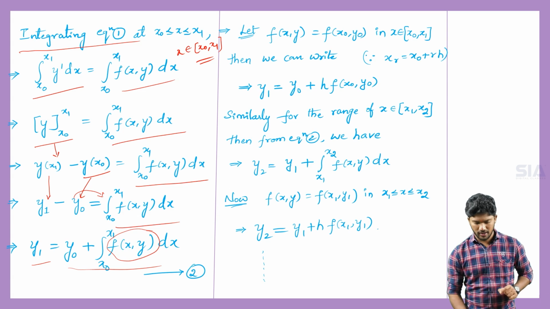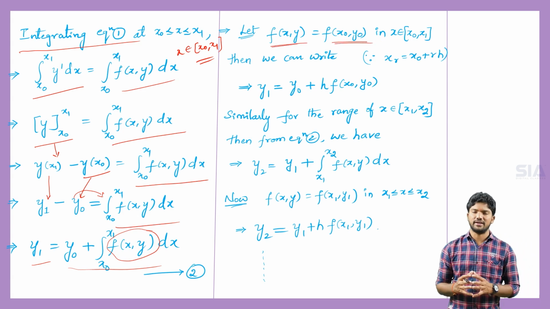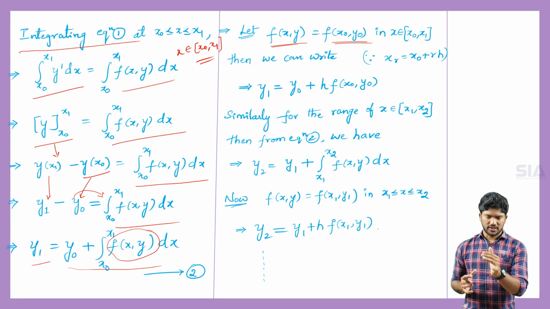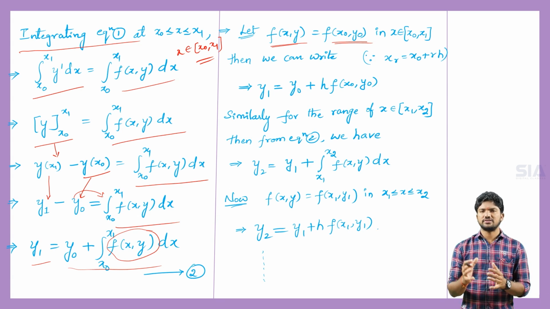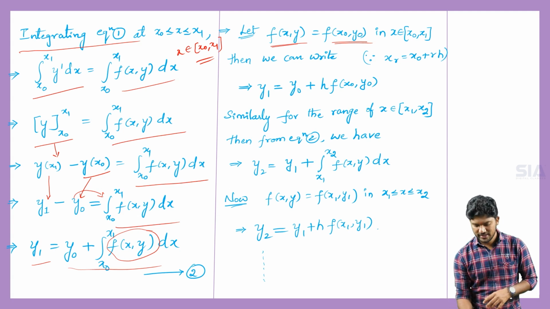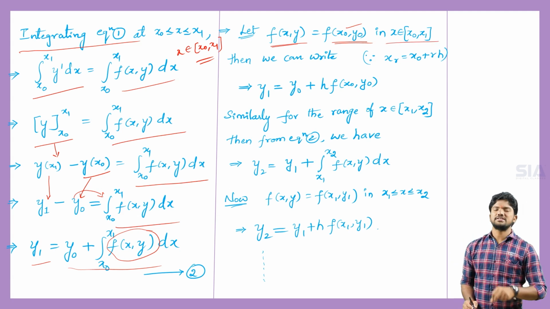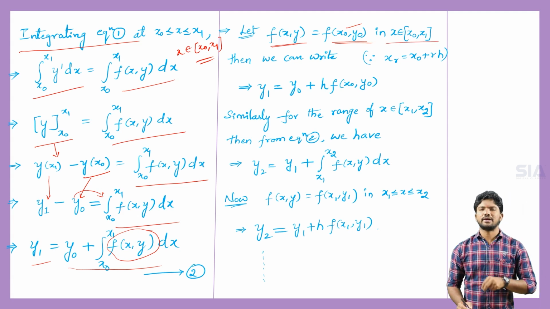After getting equation number 2, you can observe this function f of x comma y is there. Now let f of x comma y be equal to f of x0 comma y0. If you substitute the constant values x0 comma y0 in a function, you will get a constant only. Here f of x comma y is a function in terms of two variables x and y. In place of them, if you substitute x0 and y0 in the closed interval x0 comma x1, then you will get a constant only. That entire function will become constant.